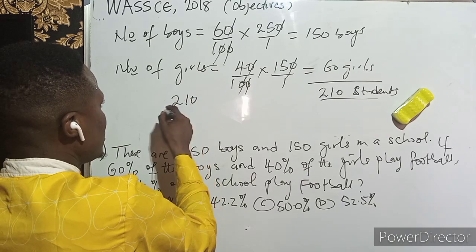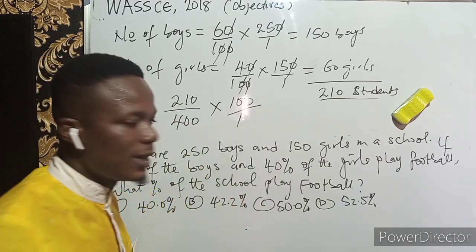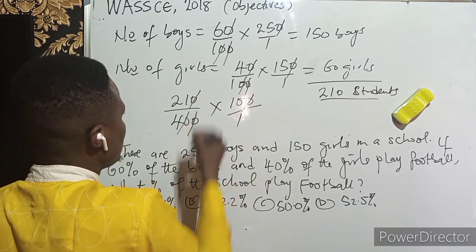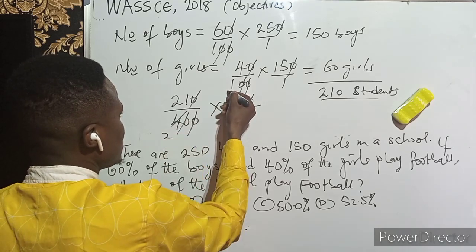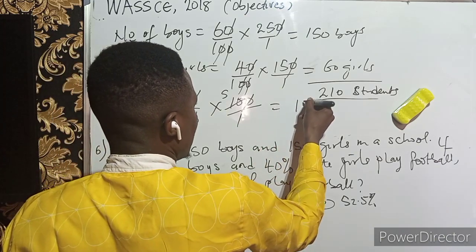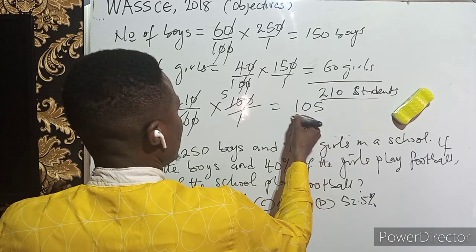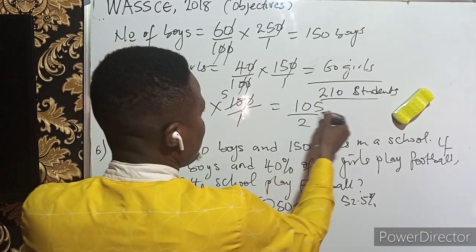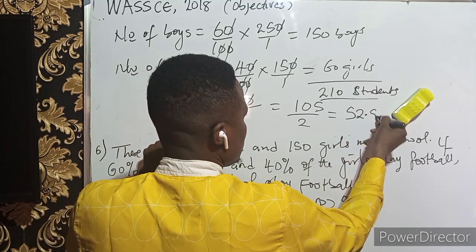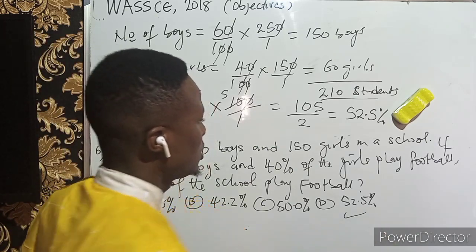So you now have 210 over total of 400, then times 100 over 1, because any percentage should be expressed over 100. 0 will cancel 0, 0 will cancel 0. 2 here is 2, 2 here is 5. So 21 times 5 will give us 105, not 110, 105 all over 2. So if I divide 10 by 2, I'll have 5. If I divide 5 by 2, I'll have 2, remainder 1. So it is 52.5%, which is option D.